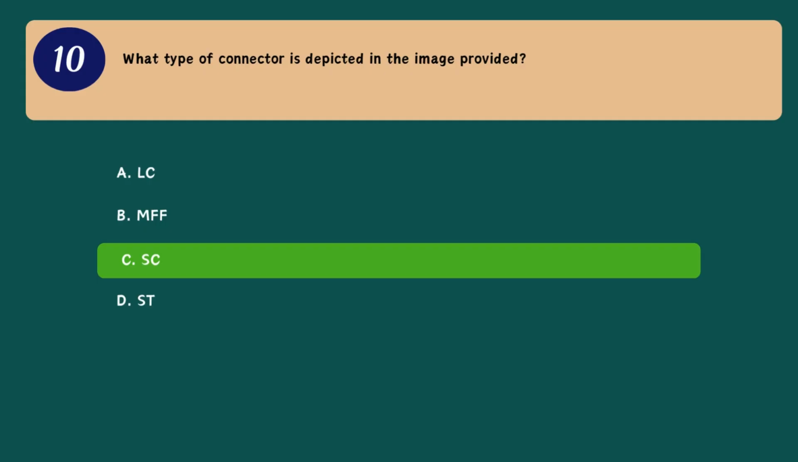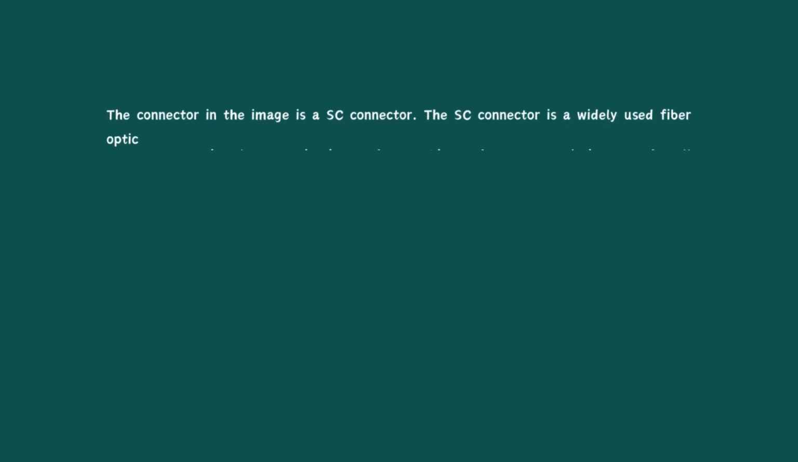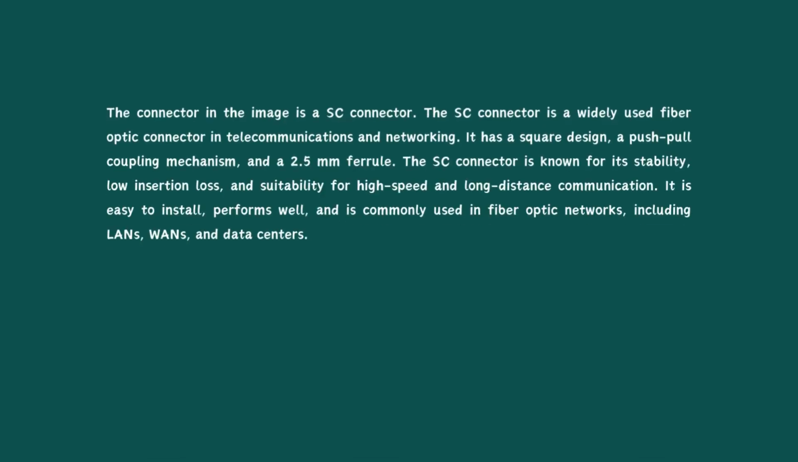Correct answer. C. SC. The connector in the image is an SC connector. The SC connector is a widely used fiber optic connector in telecommunications and networking. It has a square design, a push-pull coupling mechanism, and a 2.5 mm ferrule. The SC connector is known for its stability, low insertion loss, and suitability for high-speed and long-distance communication. It is easy to install, performs well, and is commonly used in fiber optic networks, including LANs, WANs, and data centers.